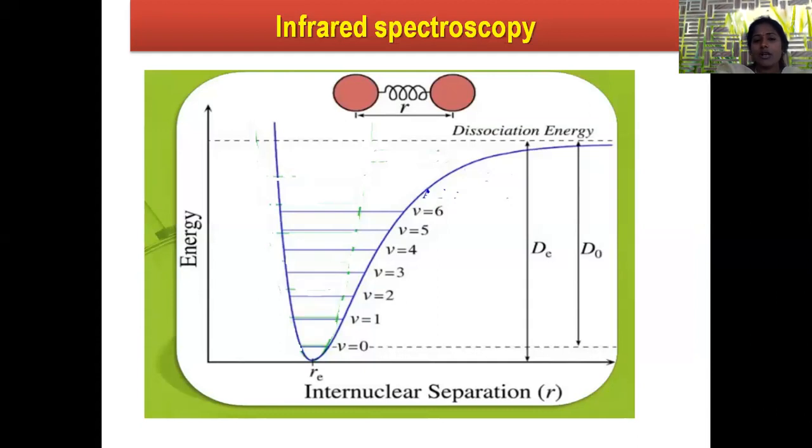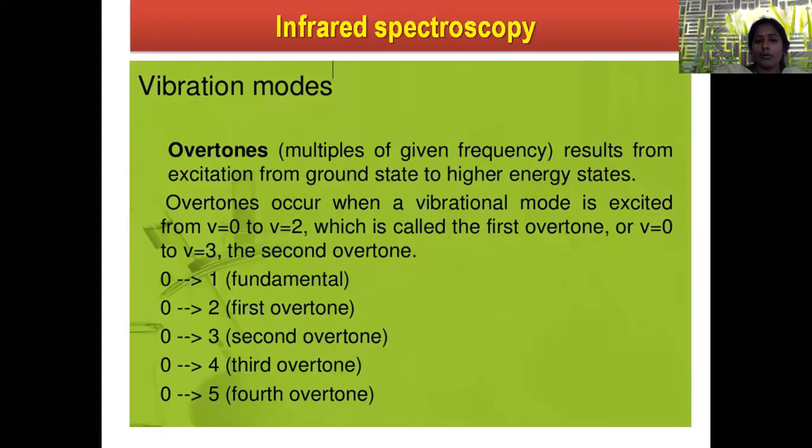This is about vibrational changes: V0 to V1, V1 to V2, V2 to V3, V3 to V4. These are called the vibrational energy levels. So this type of transition is possible. When a V0 to V1 transition is possible, it is also associated with a large number of rotational transitions.